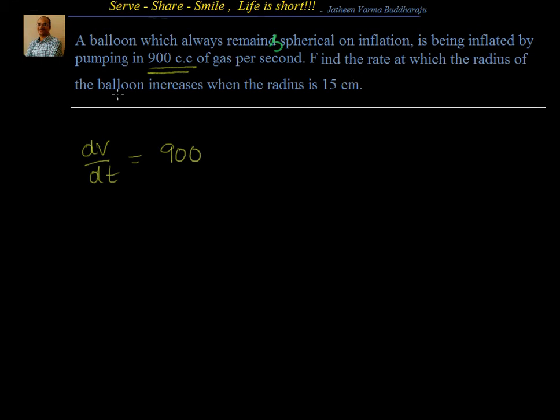Find the rate at which the radius of the balloon increases. We have been told that the shape is spherical. So what's the formula for volume then? V equal to 4 by 3 pi r cube. So you want to find out dr by dt, and we are interested in that at r equal to 15.